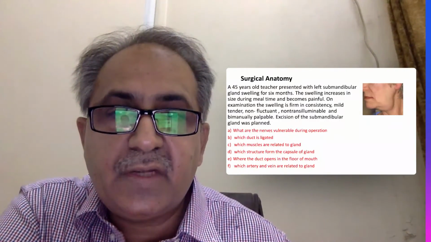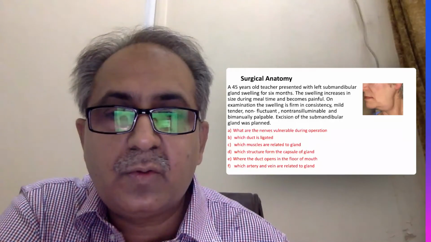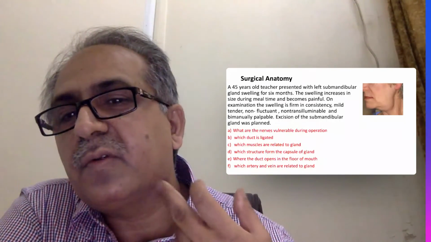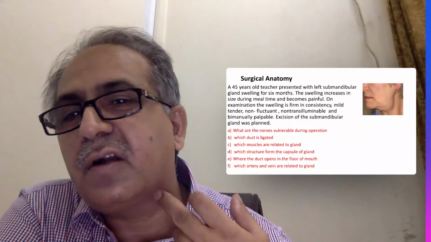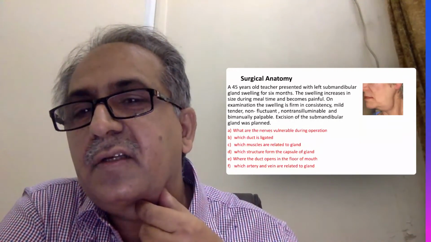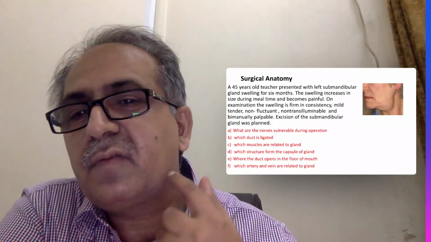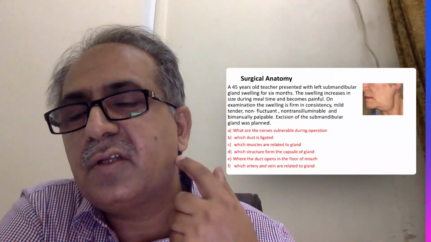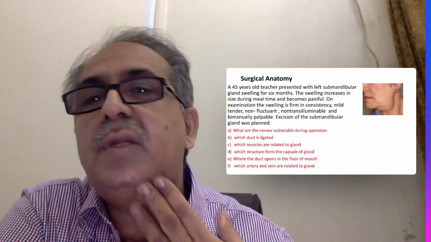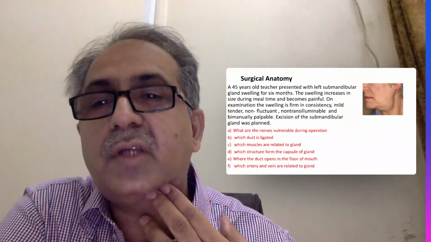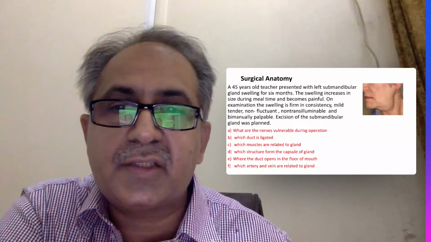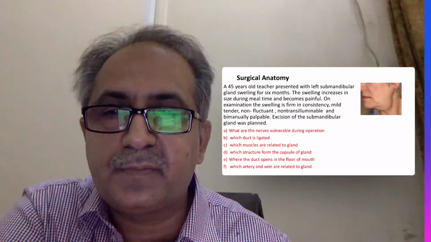Which artery and vein are related to the gland? The facial artery and vein are important. Here lie the facial artery and vein, and the submandibular gland is lying here. One nerve is superficial, the marginal mandibular branch, which is vulnerable. Then deeper are the lingual and the hypoglossal nerve. They are important when you perform the excision of this area.